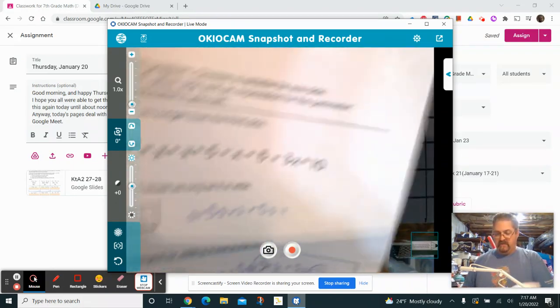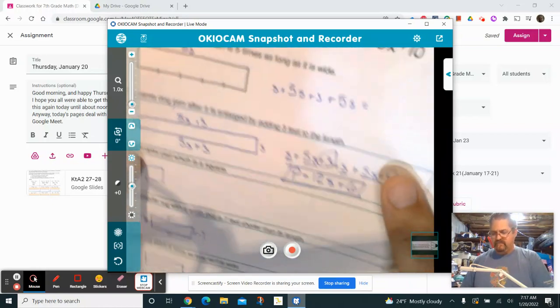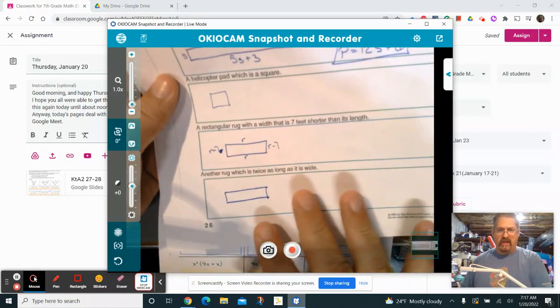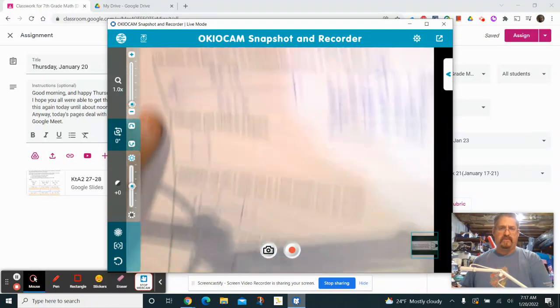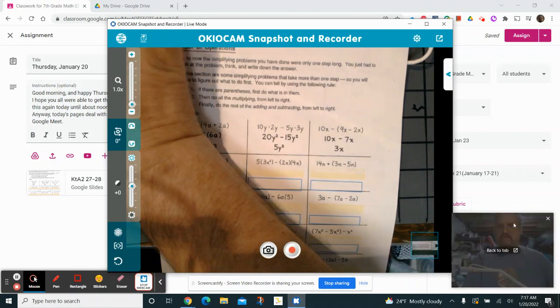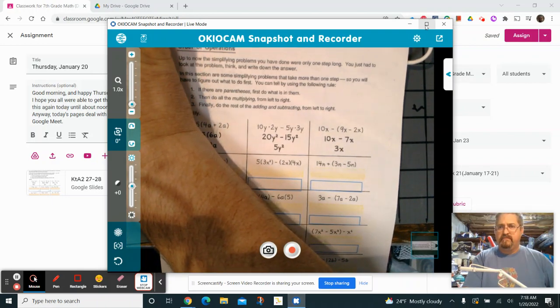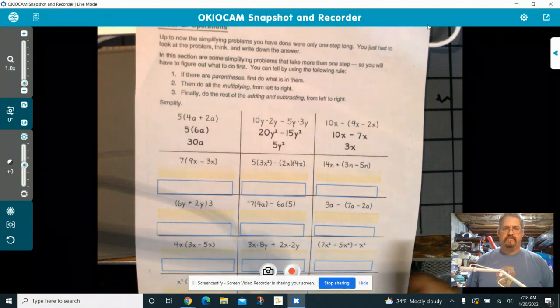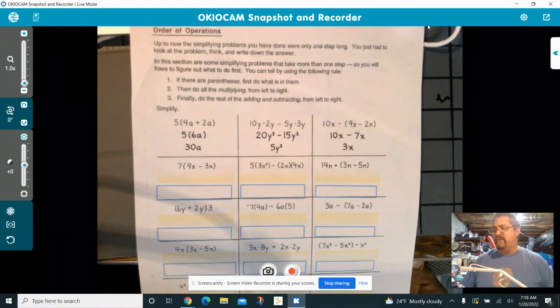So we did some stuff on the back. You probably need a separate sheet of paper to draw it all out. Okay, well, we don't have to draw today. That's good, right? But we are going to use the order of operations to solve some problems.